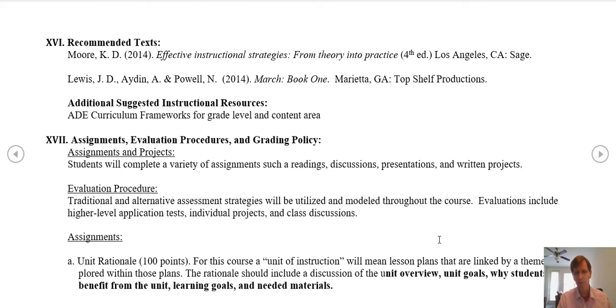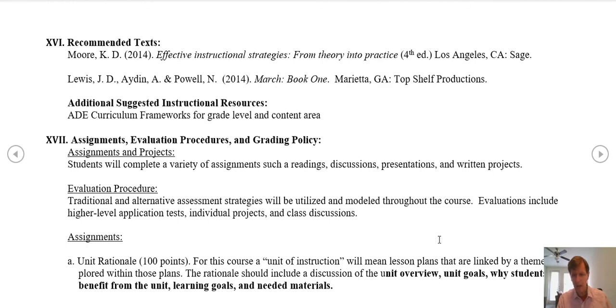I'm just going over the syllabus real quickly because honestly, I believe that you guys are capable, of course, of reading the syllabus on your own, but it does help you to have me make this video as well. I'm going to attach the link of the video on the top of the syllabus. Okay, so your unit rationale, that's going to be worth 100 points.